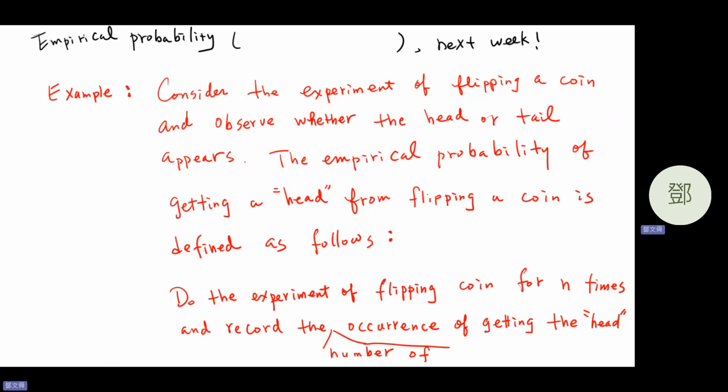Empirical probability and classical probability have different ways to define probability. Now this is a quite different way from classical probability. Example.